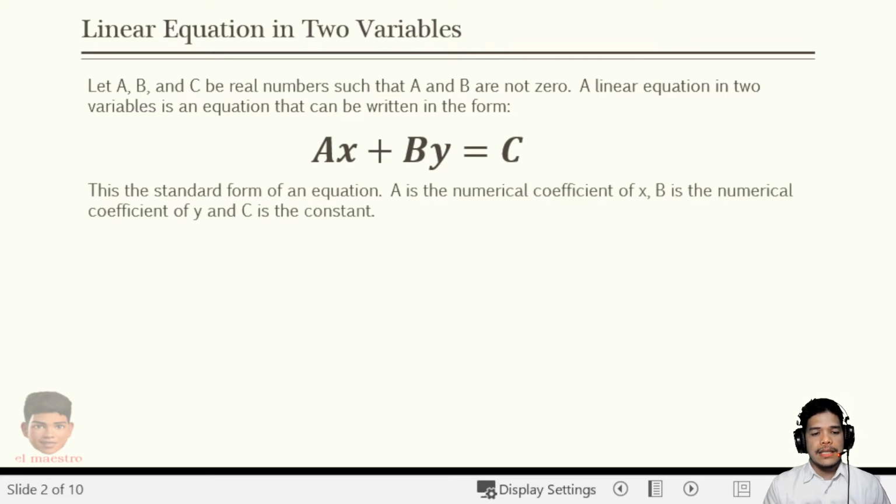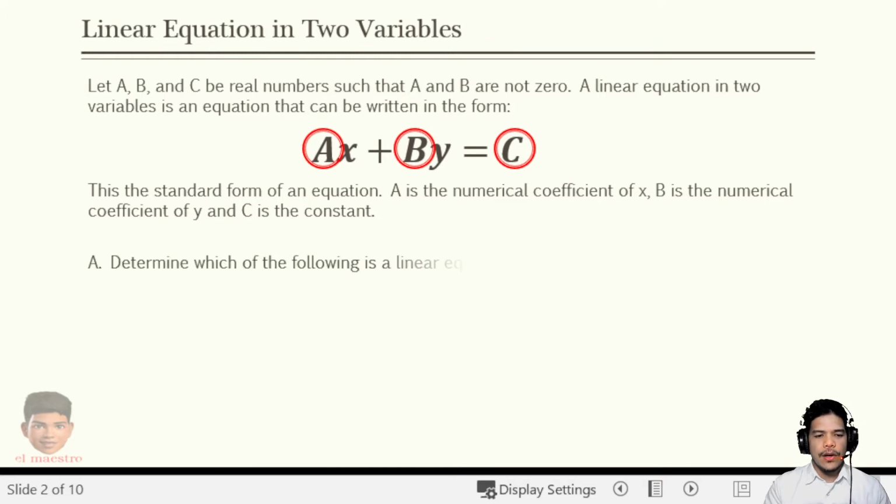In the standard form of the equation, A is the numerical coefficient of X. Lahat ng katabi ng X variable, that is A. Si B naman is the numerical coefficient of Y. So lahat ng katabi ni X, that is your A. Lahat ng katabi ni Y, that is your B. And C is the constant. Lahat ng makikita nyo later on na mga values or numbers na katabi ni X, yun yung value ng A natin. Lahat naman ng numbers na katabi ni Y, tawag natin is si B.